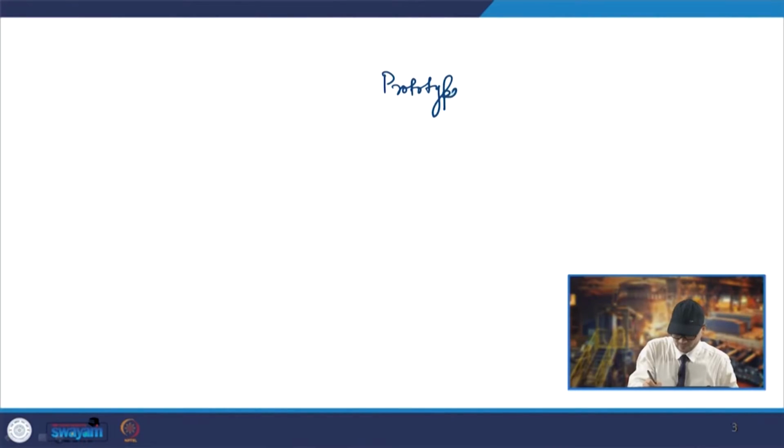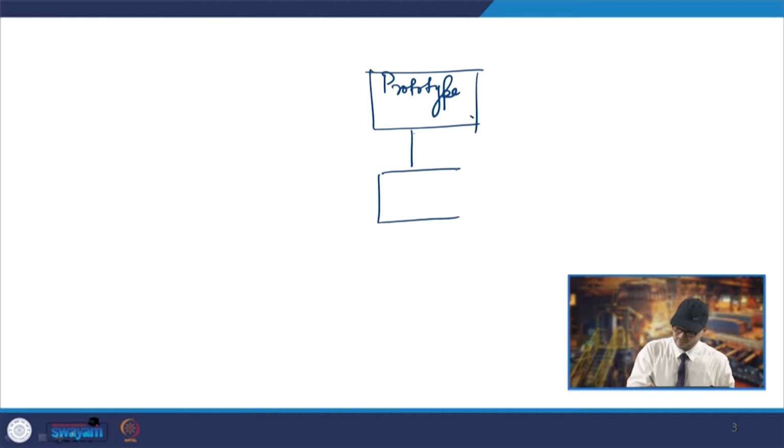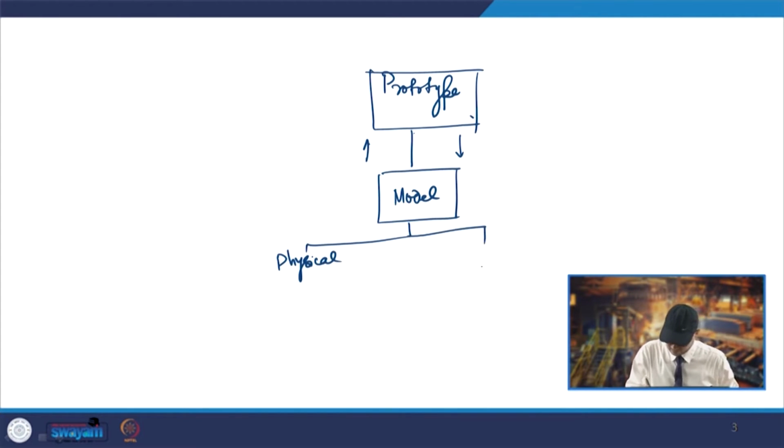If we try to classify the models, suppose you have a prototype, which is the actual size. From here you will make a model, and that model may be made by scaling up or by scaling down. So, that way a model is made. Now, this model further will be either a physical model or a mathematical model.